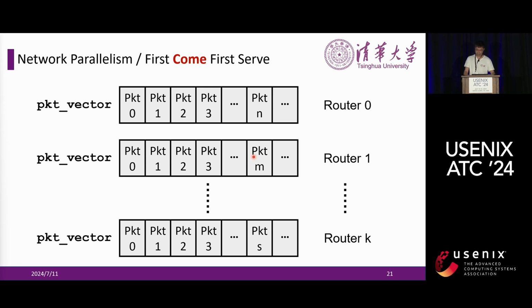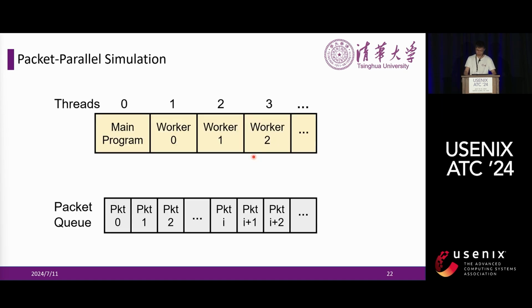In this case, the allocation policy becomes first come, first serve. First come means first reaching the router. Besides the traditional network parallelism, all the packets in the same vector can also be processed in parallel. We call this packet parallelism.